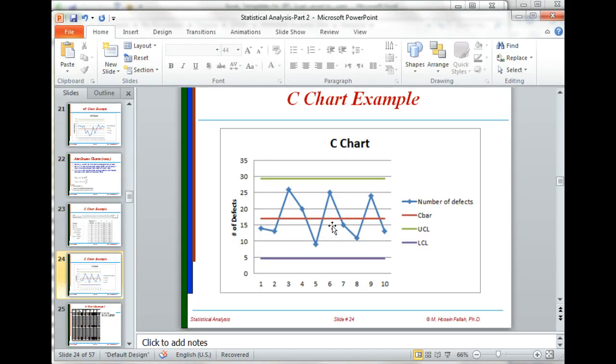Now, the point about the control chart and whether the process is in control versus the process being capable is that this process is in control, but it may not be capable.